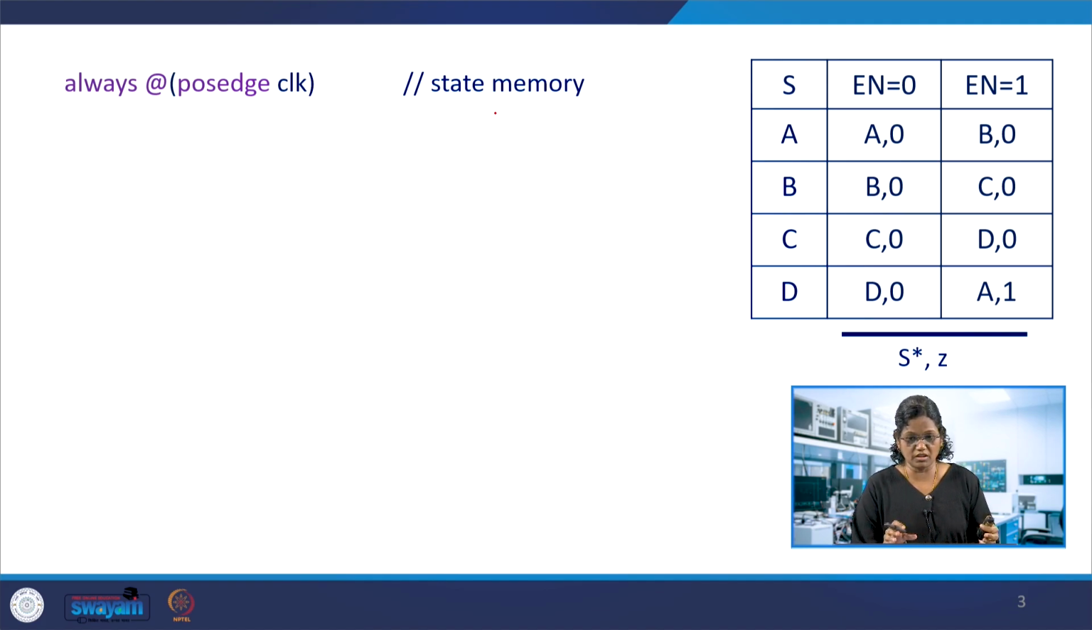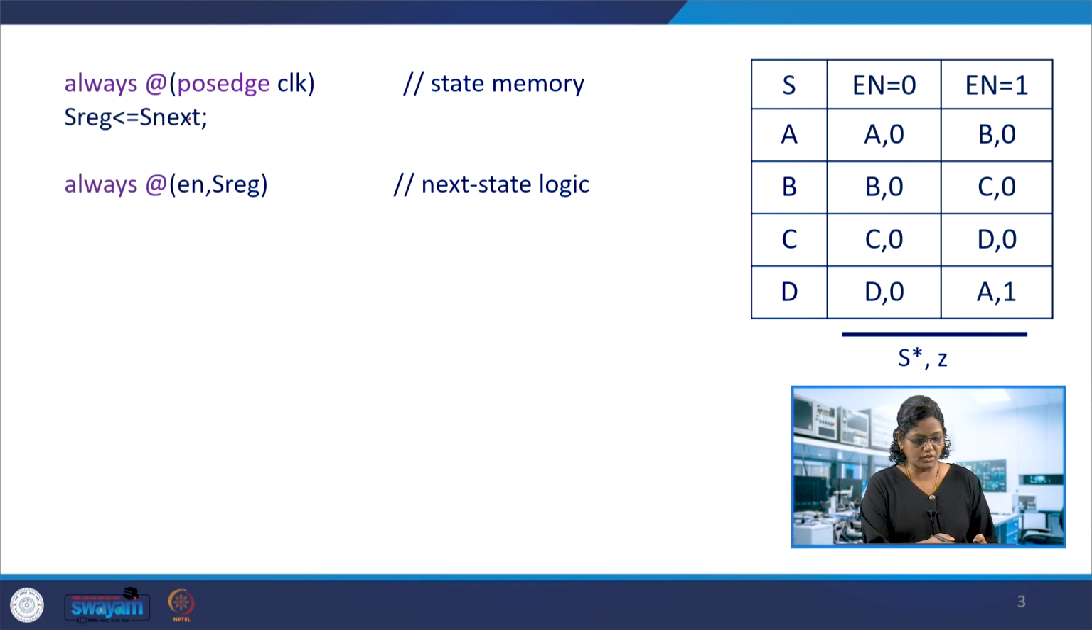These are the 3 important always blocks. One is the state memory, another is the next state logic, and the other is the output logic. The state memory is created with an always block at the positive edge of the clock, which assigns S next to S reg using the non-blocking statement.